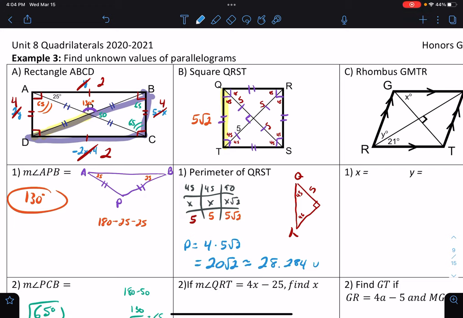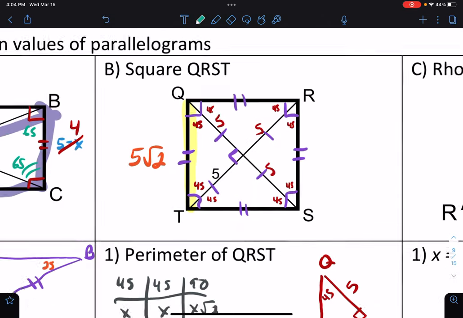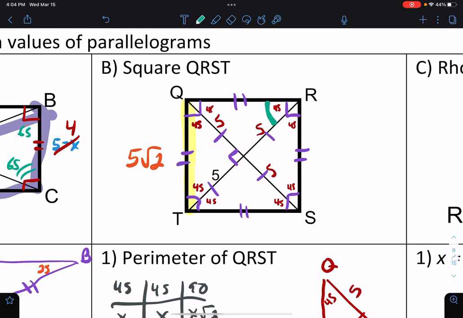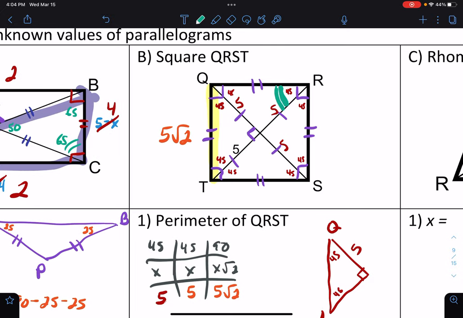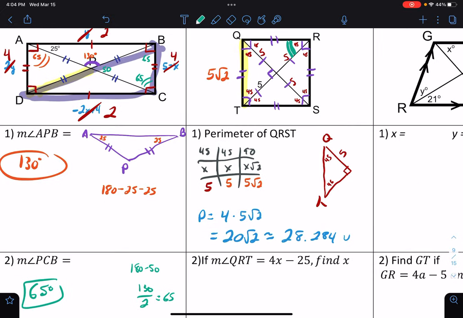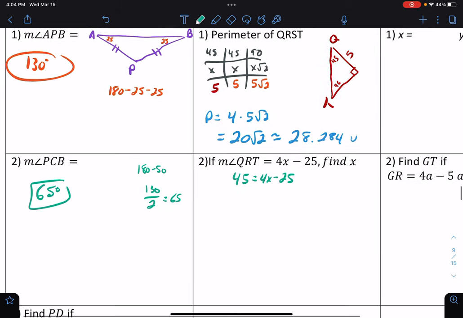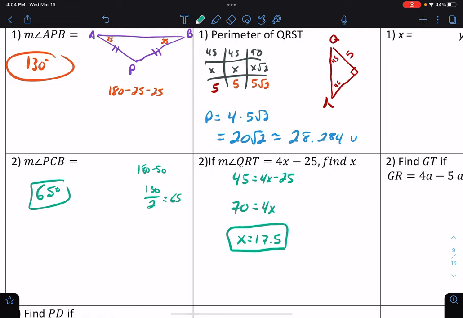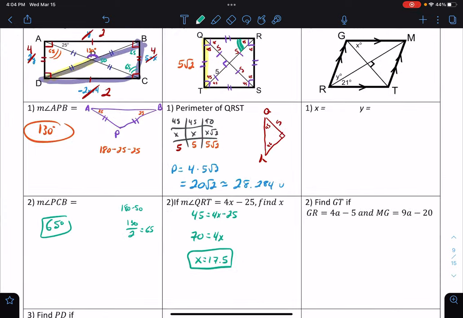The next one is saying QRT. Let's identify where that angle is located. QRT is talking about this one up here. Okay, that's a 45-degree angle because it's half of 90. That 90's been cut in half. So 45 equals 4x minus 25. So we just have a simple two-step equation here. Add 25 to both sides. We're going to get 70 equals 4x. Divide both sides by 4. And x will equal 17.5. Okay, so those are the square problems.